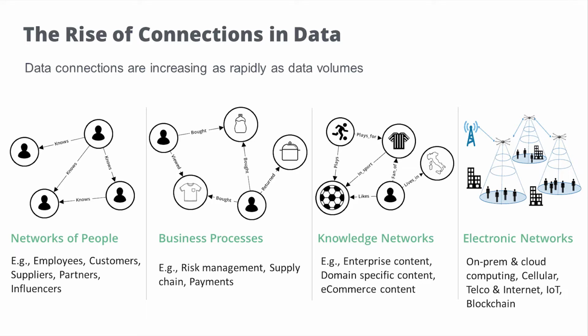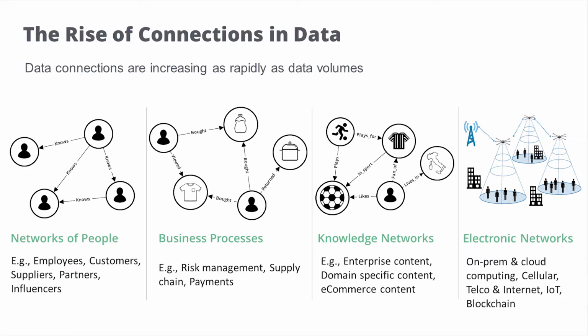So we're seeing this rise of connected data happening in the market. As I mentioned earlier, all of these different data types have a graphy, relationship-oriented nature. There are networks of people. Those could be employees in an organizational hierarchy. They could be customers, or prospects in a customer 360 application. They could be other influencers, partners, et cetera.